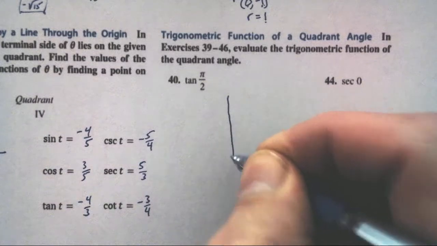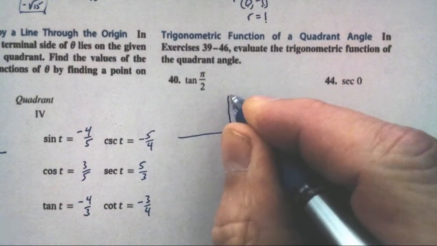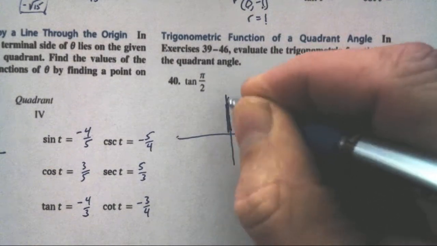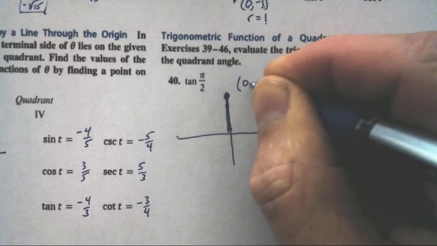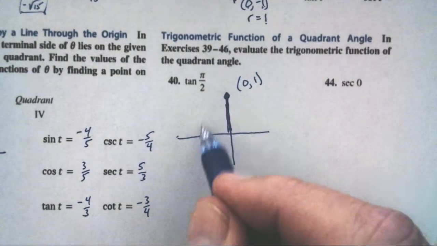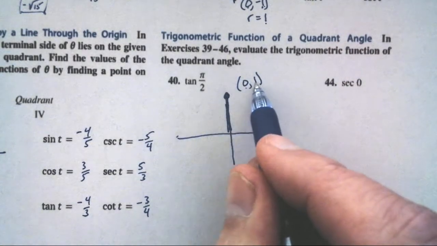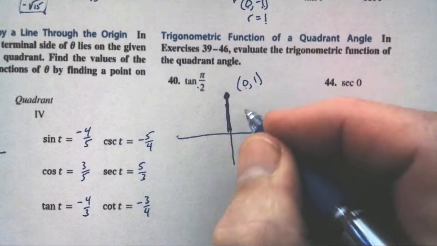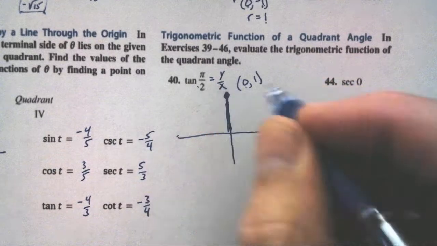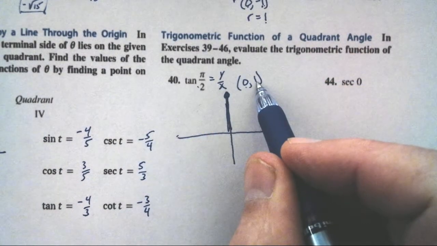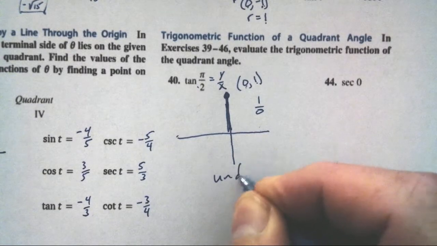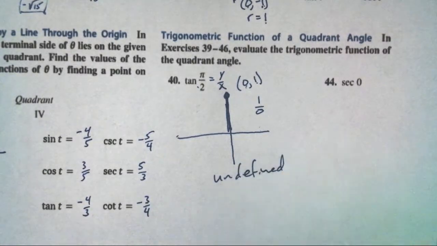So pi on 2 just takes us halfway to pi. So it's right here. For convenience sake, we'll label this 0, 1. And that truthfully is all I need, but the radius would be 1 as well that we're spinning on. But for tangent, it's just y on x, and we've got y on x. Y on x is 1 on 0, or undefined.